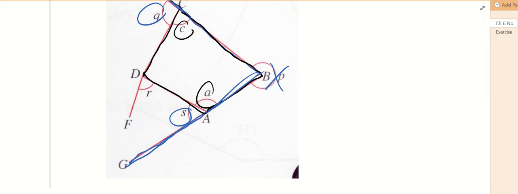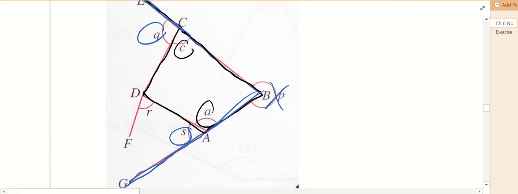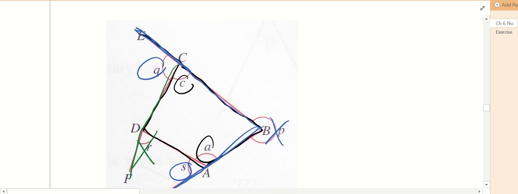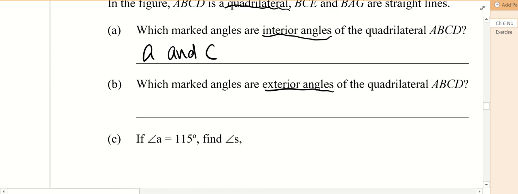And just now, as I said over here, the line CDF is not a straight line, because the question did not say so. So R is not an exterior angle. So we only have two exterior angles here, Q and S. So let's write it down, Q and S.